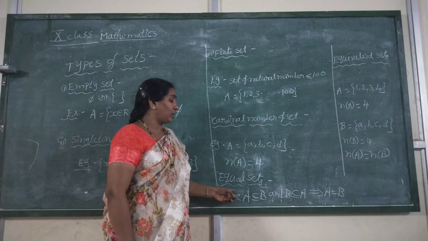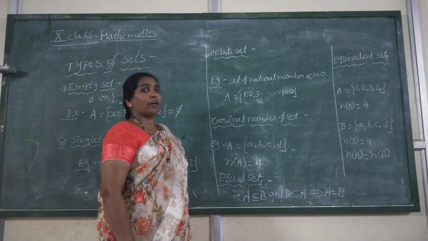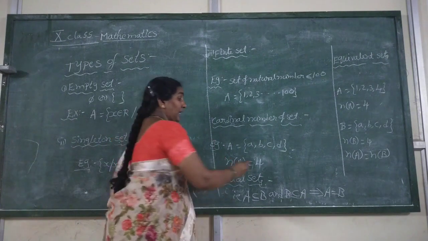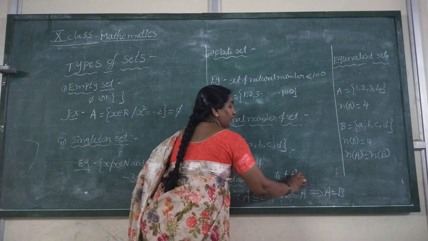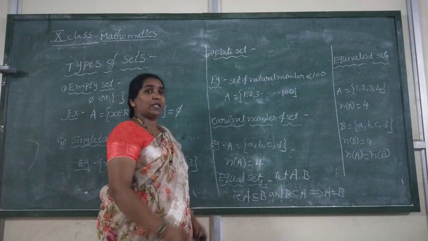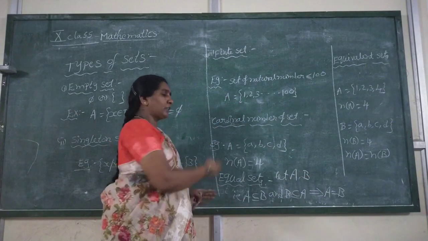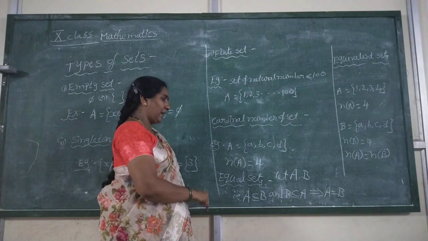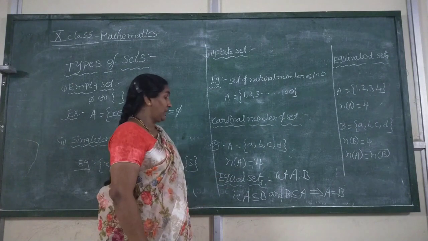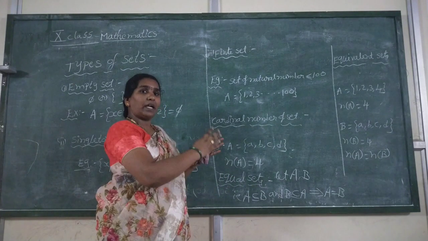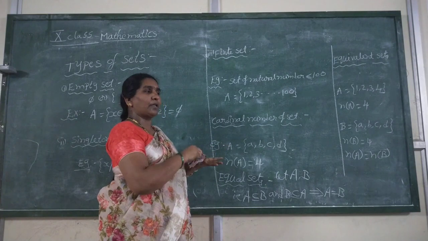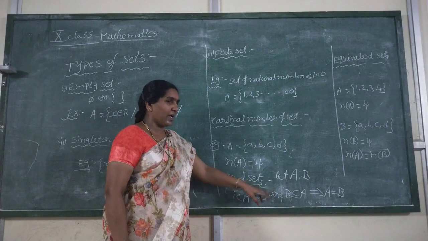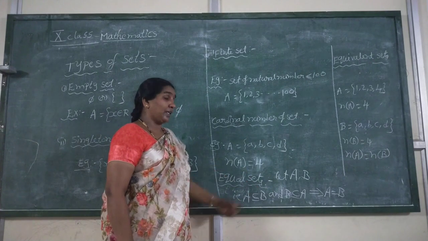Next, I am going to explain about equal sets. What is the meaning of equal sets? Let A and B be any two sets. If every element of A is present in B and every element of B is present in A, then those two sets are called equal sets.